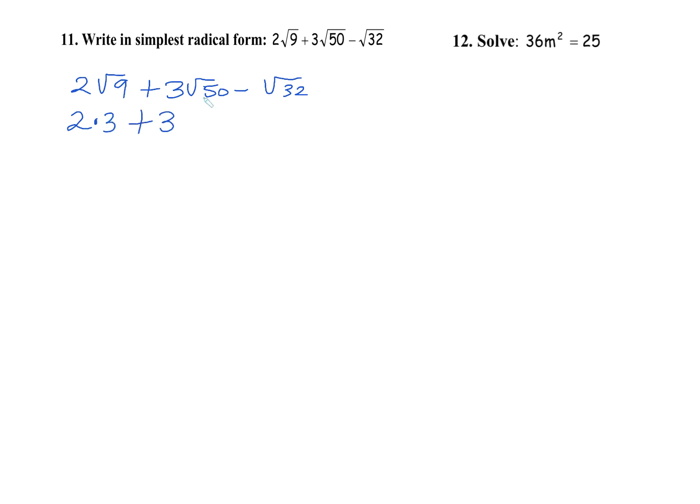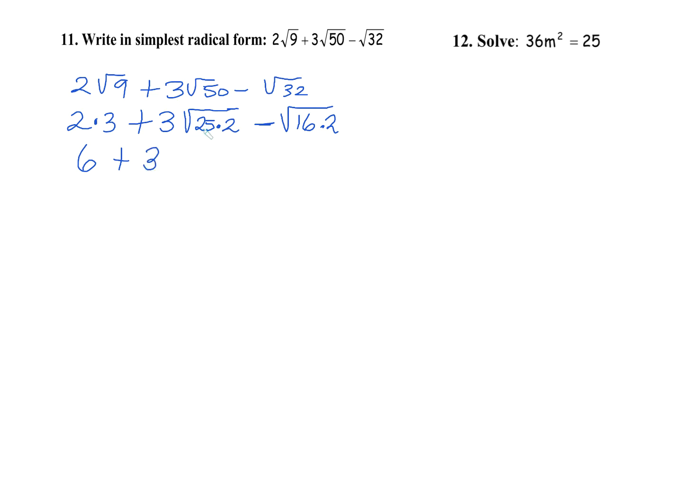Plus 3. Now we have to take the square root of 50, so I'm going to break that up into 2 factors. The best 2 factors for 50 is 25 times 2 because 25 is perfect, minus, we're going to take the square root of 32. And remember from class I said when you see 32, the best numbers to use are 16 times 2. Now 2 times 3 is 6, plus I have 3.